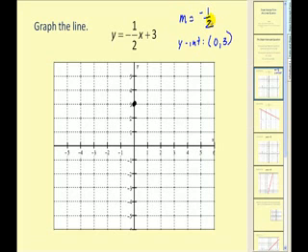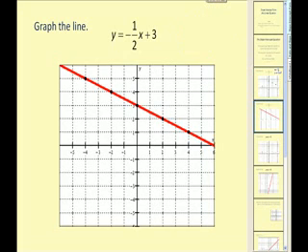Remember, the slope tells us the change in y over the change in x. So the change in y is negative 1, so we're going to go down 1. The change in x is positive 2, so we'll go right 2. So from the y-intercept, we go down 1, right 2. And we can do that again if we wish, down 1, right 2. Essentially what we have to do now is just connect these three points to form a line. Our line would look something like this.